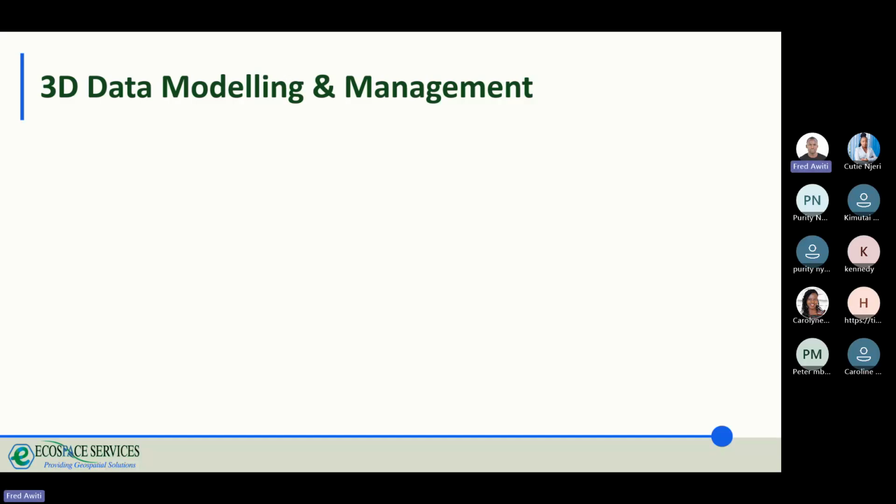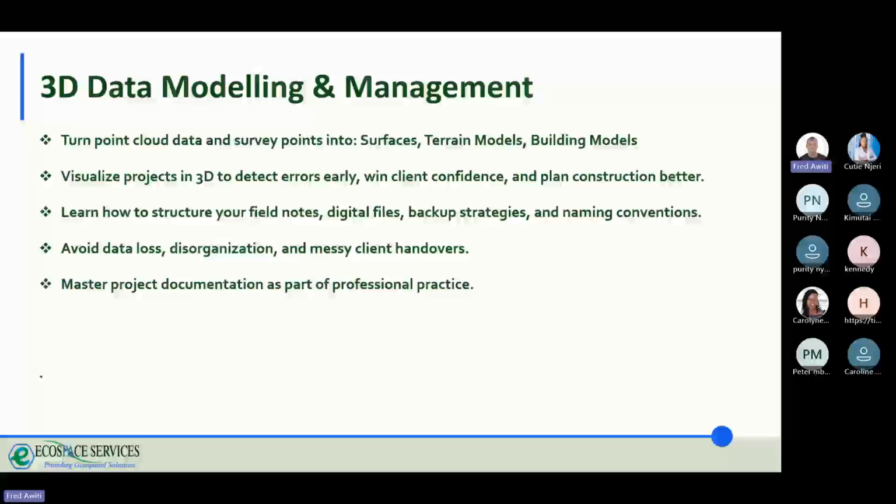We have scanners. We are using 3D scanners to do sectional properties. Hence the importance of looking at 3D data modeling and management. So if you look at that evolution from tape to where we are currently, it is very important that we give a preset of what you expect to see when you come to 3D data modeling and management. So we are going to create another session where we are just going to handle 3D data modeling and management. And these are just some of the things that we are going to cover in that session.